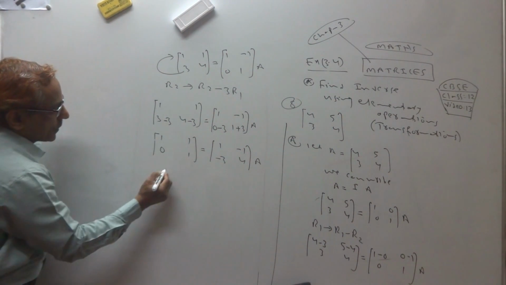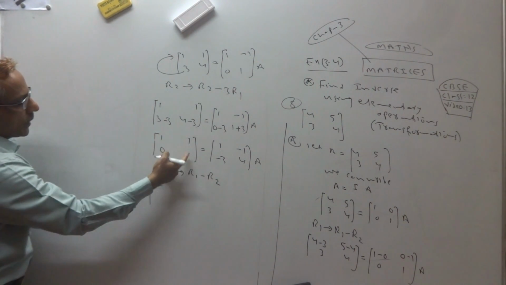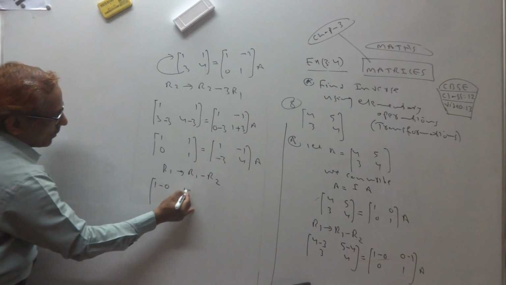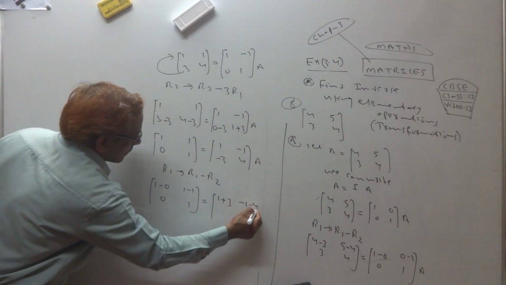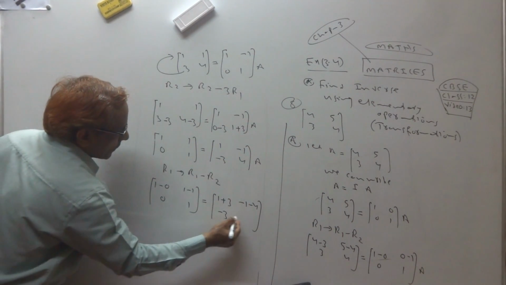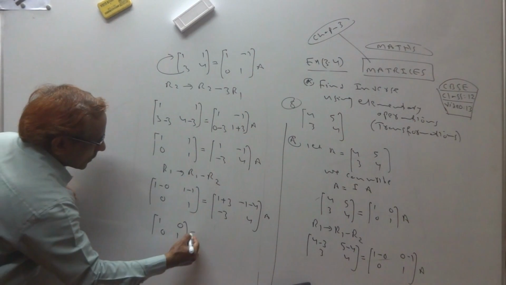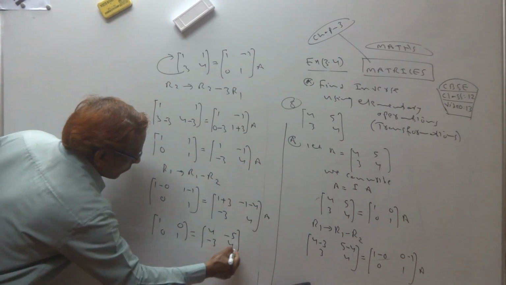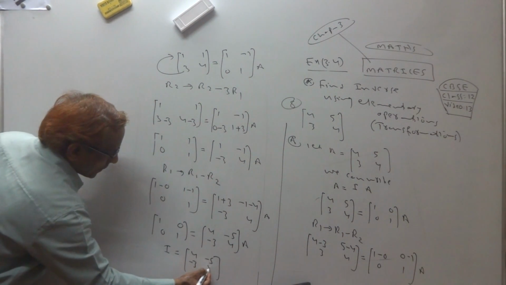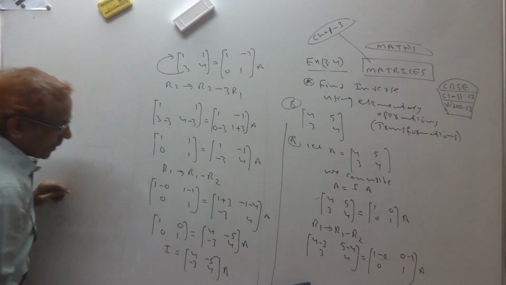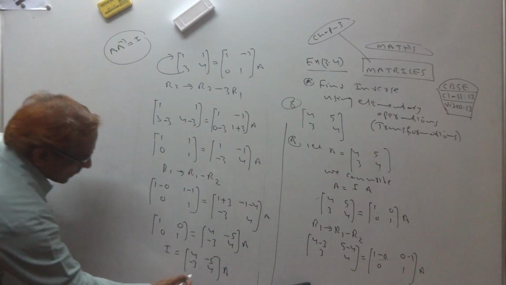Now make the last one 0. So R1 becomes R1 minus R2. 1 minus 0, 1. 1 minus 1, 0. 1 minus minus 3, that is plus 3. Minus 1 minus 4. R1 minus R2, okay? We get [1 0; 0 1], finished. On the other side, [4 minus 5; minus 3 4]. This is called what? Because we know that A into A inverse is I, so this is called A inverse.